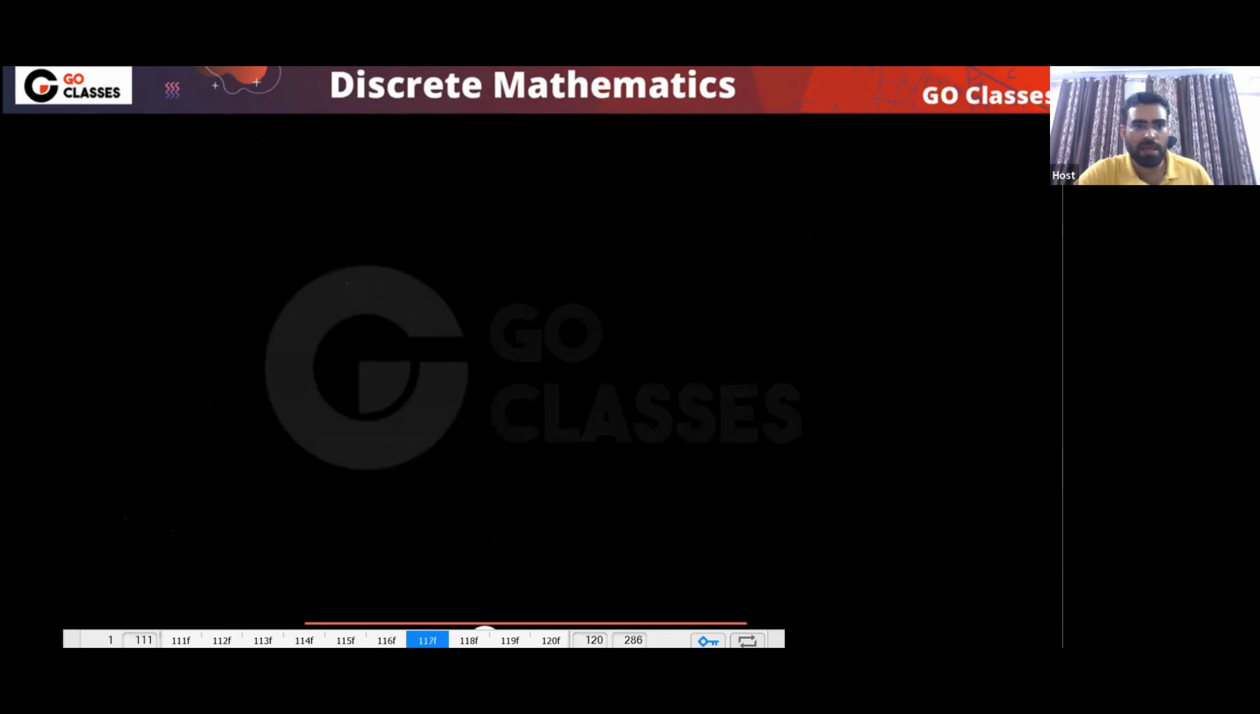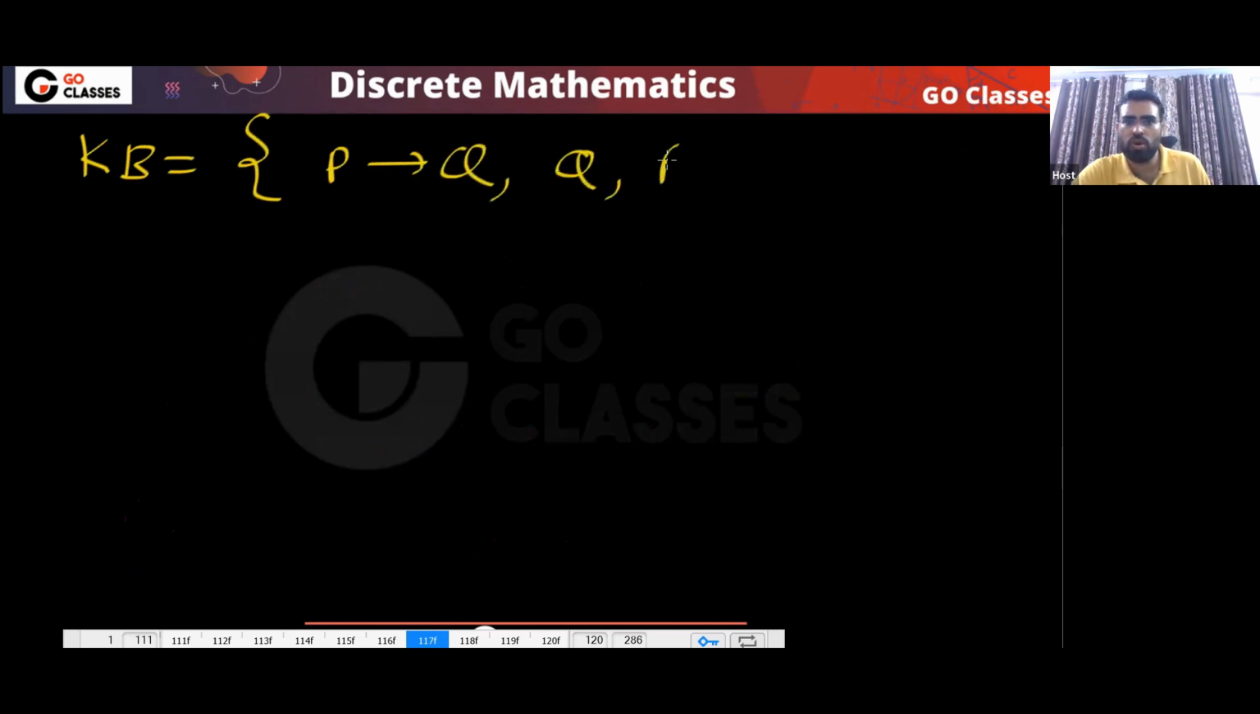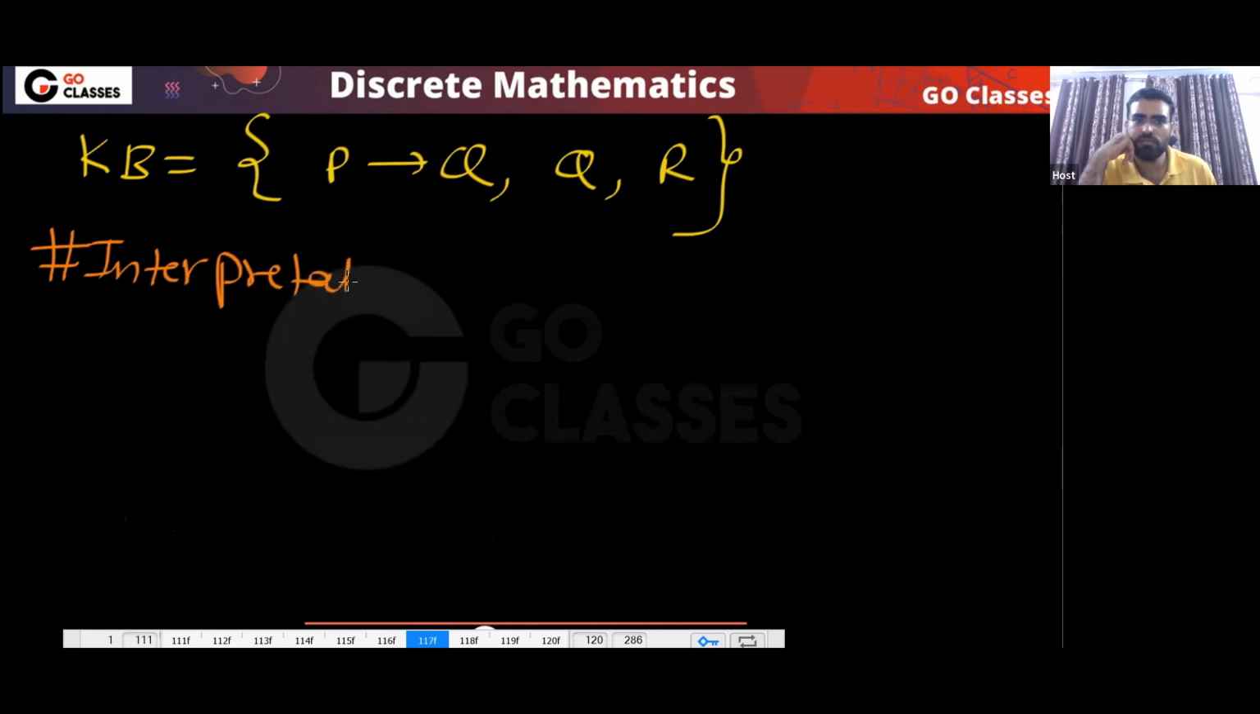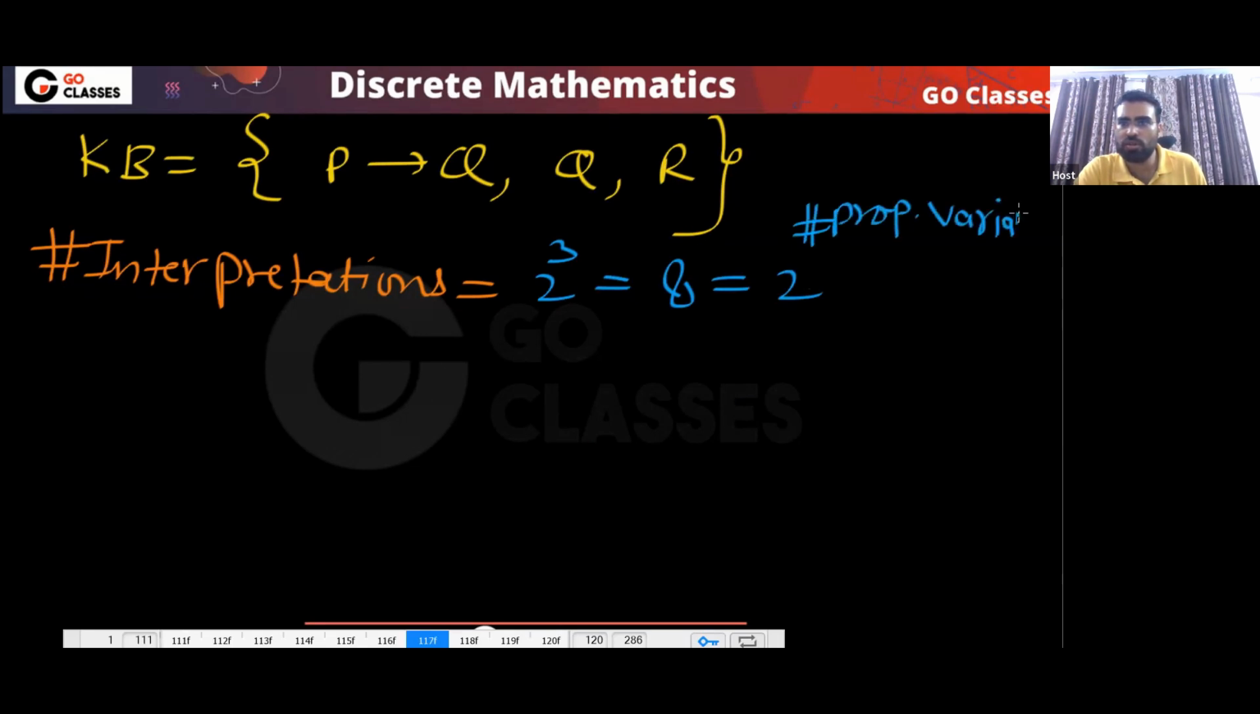Okay, so for example, let's assume this is the set of formulas I give you: P implies Q, Q, R. Then tell me how many interpretations are there. First, you tell me the number of interpretations. The number of interpretations is decided by how many variables you have. So total 3 variables you have, so that will be 2 power 3, and that will be your 8. So basically that is 2 power the number of propositional variables. So this is very simple. So total interpretations are 8.